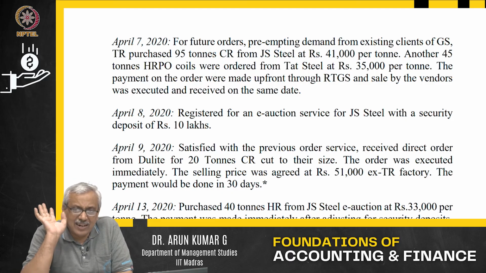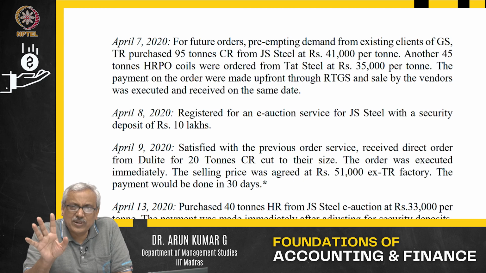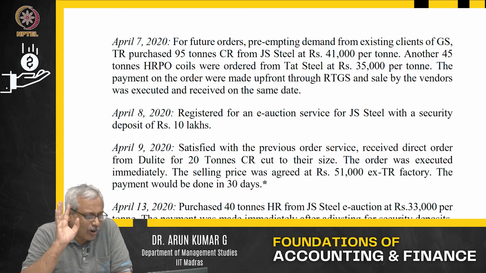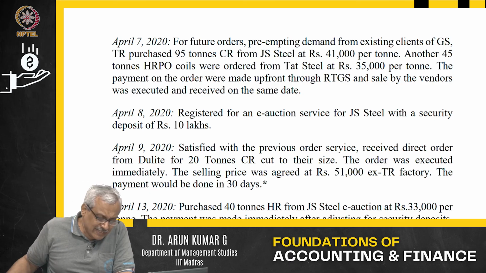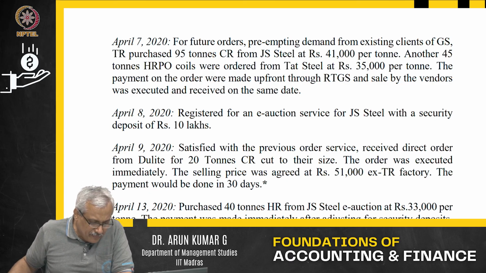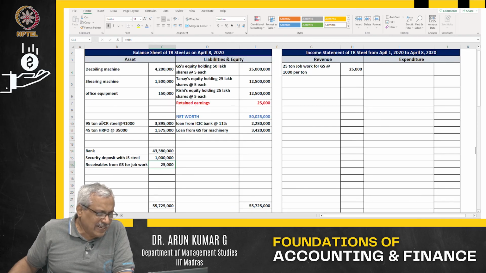Now you have received an order, contract. You have executed the order, you have performed the job. The order was delivered. How many tons have you utilized? 20 tons of CR. When you utilize, 95 tons of CR is there as of now. You have utilized how much? 20 tons of CR is what you have utilized.